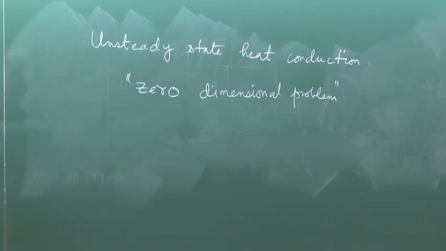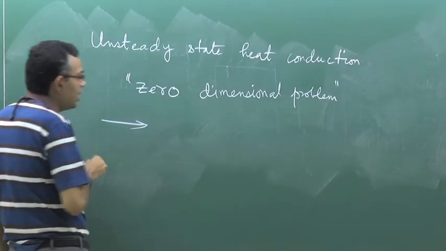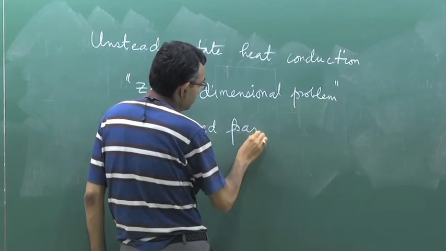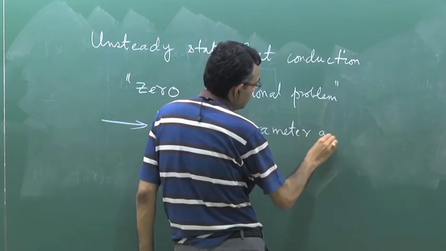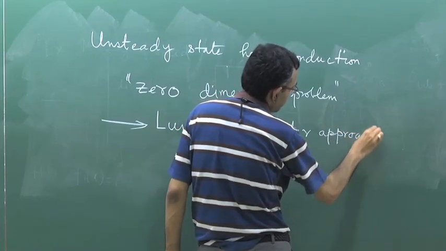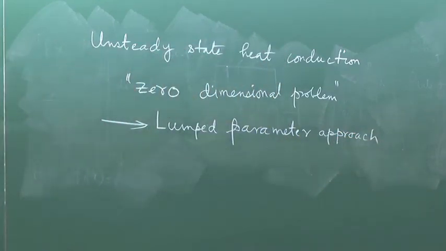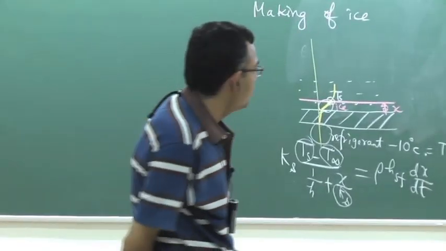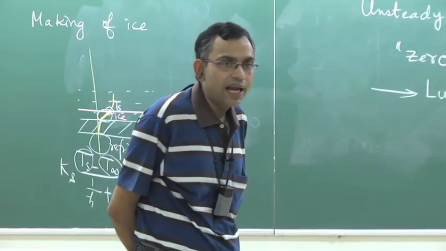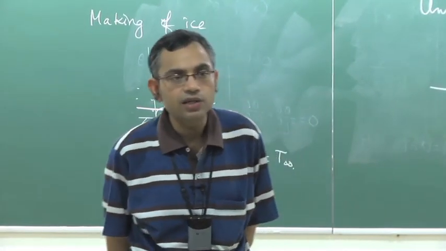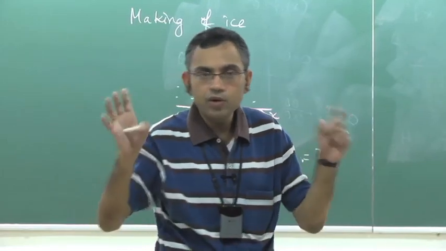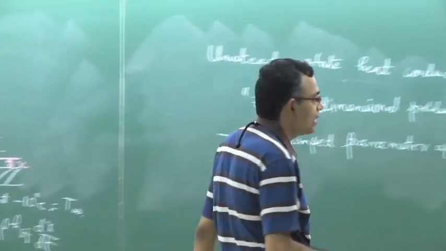And the corresponding mathematical modeling is known as lumped parameter approach. In lumped parameter approach, what are we trying to do? We are trying to neglect the temperature variation as a function of position and only consider temperature variation as a function of time. Let me give you an example. Let us start with an engineering example.